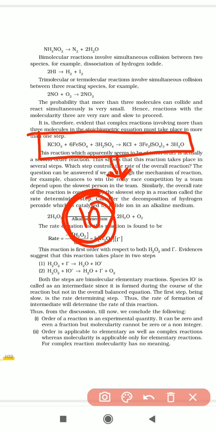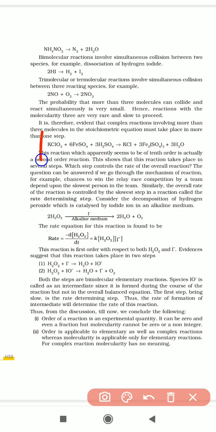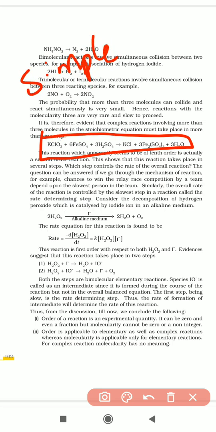Basically, what does order mean? A tenth order reaction, right? These kinds of reactions are called complex reactions. We already discussed the differences between simple reactions and complex reactions in the previous class. So, what is the major difference between simple and complex reactions?